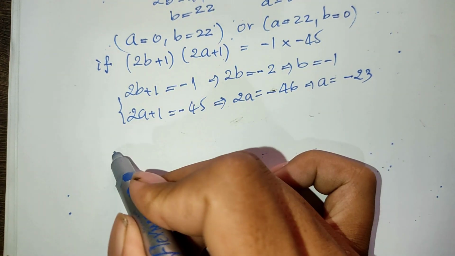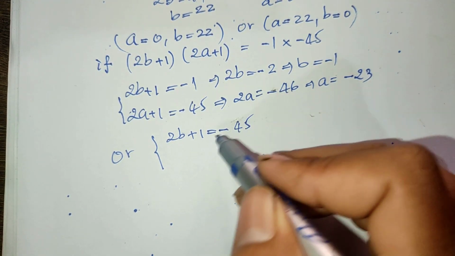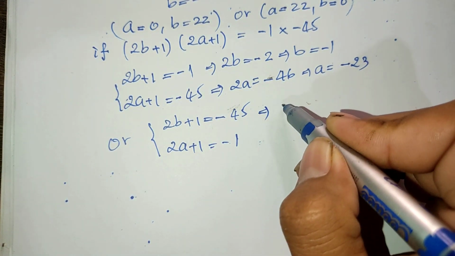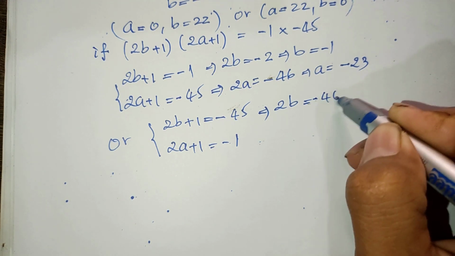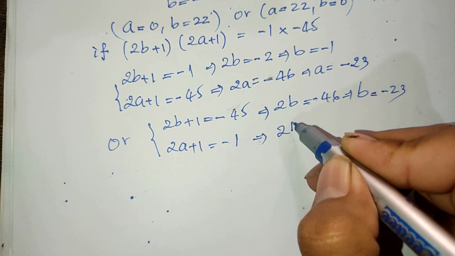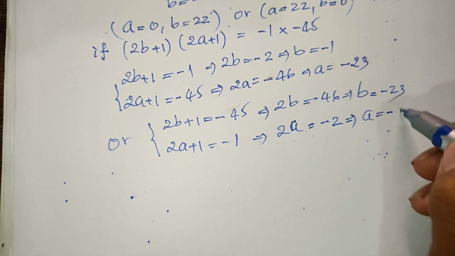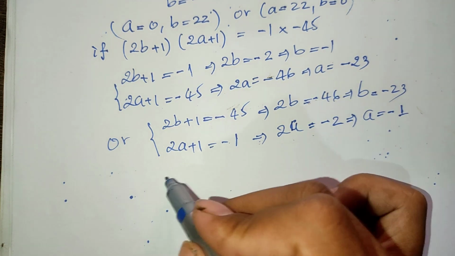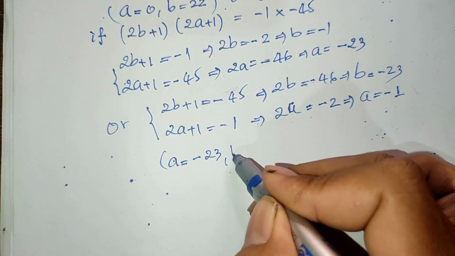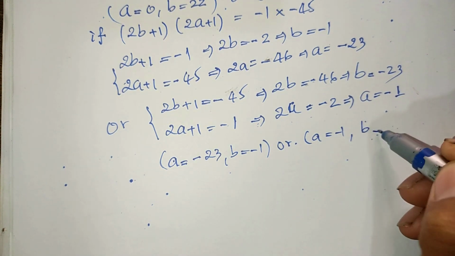And these are, 2b plus 1 equal to minus 45 and 2a plus 1 equal to minus 1. We get 2b equal to minus 46 and b is equal to minus 23, and 2a equal to minus 2 and a equal to minus 1. And so now a equals minus 23 and b equal to minus 1, or a equal to minus 1 and b equal to minus 23.